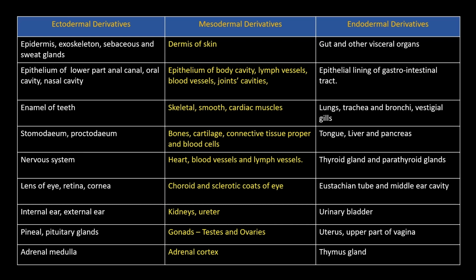Endodermal derivatives are gut and other visceral organs. Epithelial lining of the gastrointestinal tract. Lungs, trachea, and bronchi. Vestigial gills. Tongue. Liver and pancreas. Thyroid gland and parathyroid glands. Eustachian tube and middle ear cavity. Urinary bladder. Uterus. The upper part of the vagina. Thymus gland.